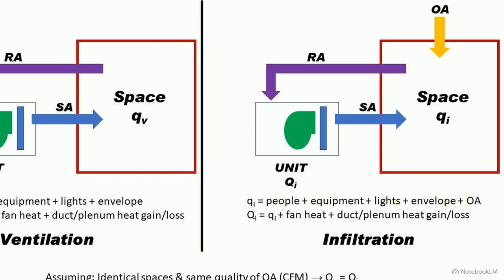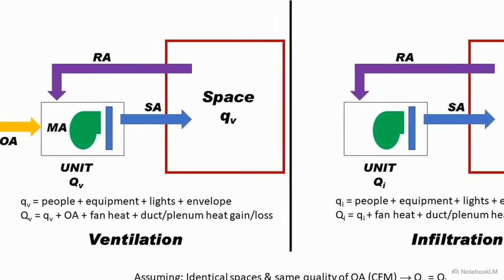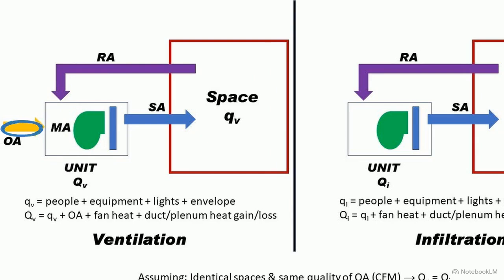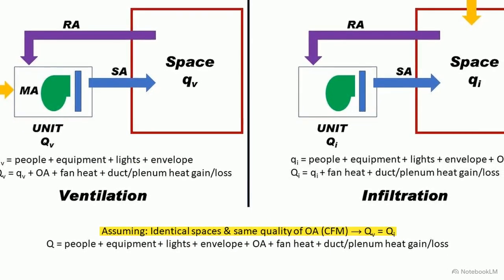The mechanical ventilation model operates differently. A fan draws outdoor air directly into the central unit. This spares the physical room from absorbing the raw outdoor air, resulting in a lower space load. Assuming the volume of outdoor air is identical in both scenarios, the total load on the equipment is exactly the same. The equipment load remains constant, only the location of the burden shifts.